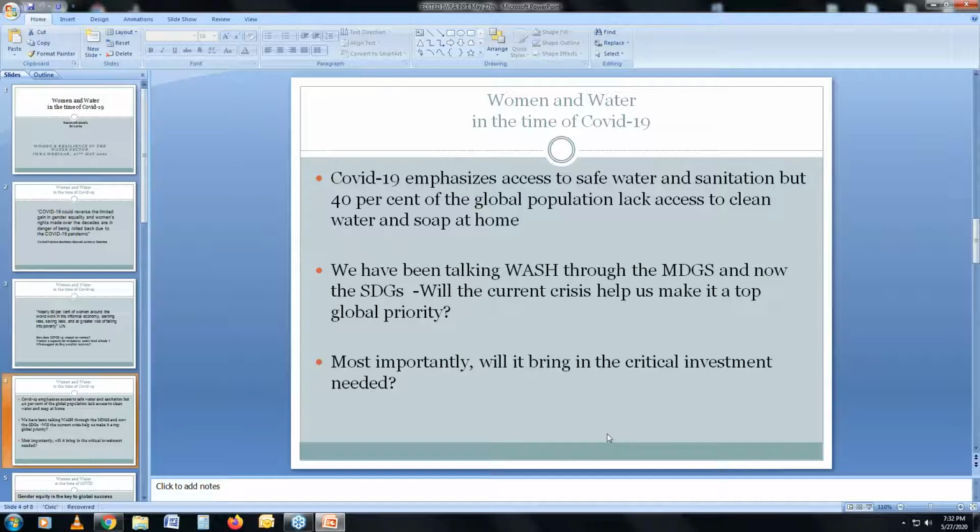And if it is going to make it the global priority, I want to highlight the issue of investment, which I have particularly been talking about for quite a long time. Is it going to bring us the critical investment? I come from a community which has been told to provide 50 taps for 50 children in each school. Again, my question is, where is the investment? Where is the money coming from?